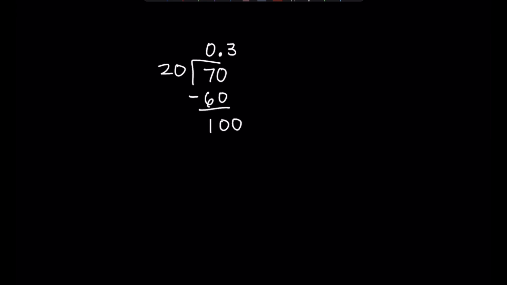So how many times does 20 go into 100? 20 goes into 100 5 times, so we add a 5 here in the quotient. 20 times 5 is 100. That would give us 0. So our answer does not have a remainder. It is just 0.35.